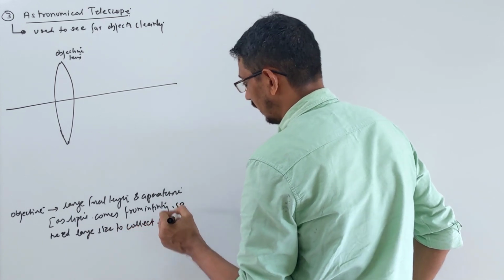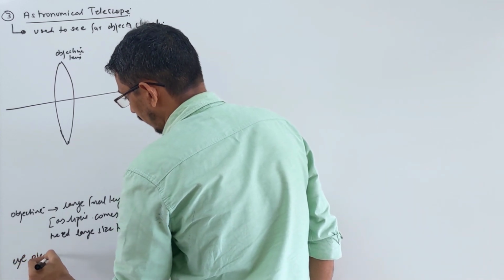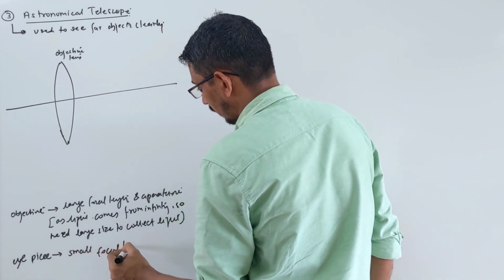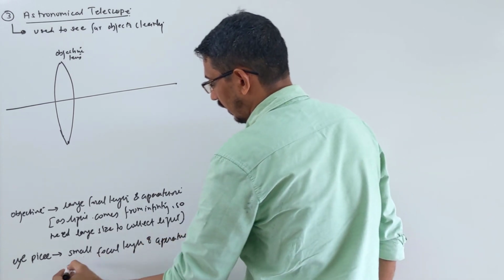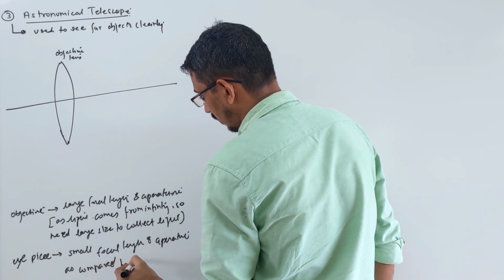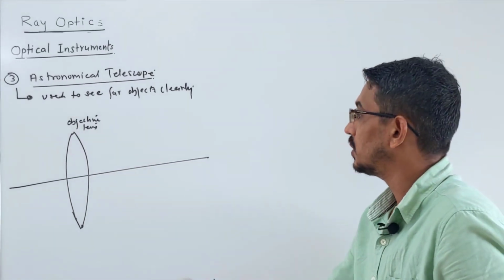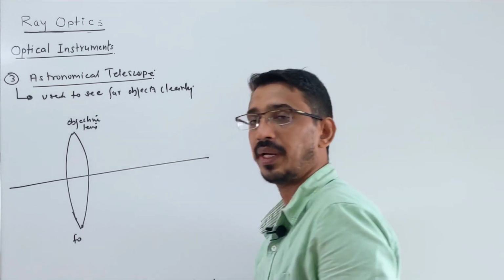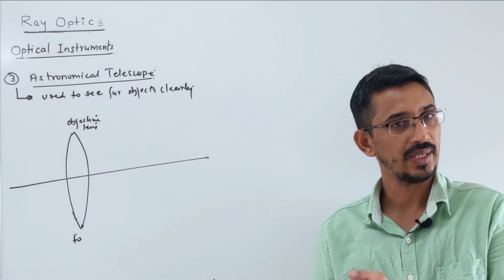While your eyepiece will have just a small focal length and aperture as compared to the objective lens, right? So this is your objective lens, which has a large focal length. That focal length we are calling F0, correct? So light coming now from infinity means parallel rays will come, right?